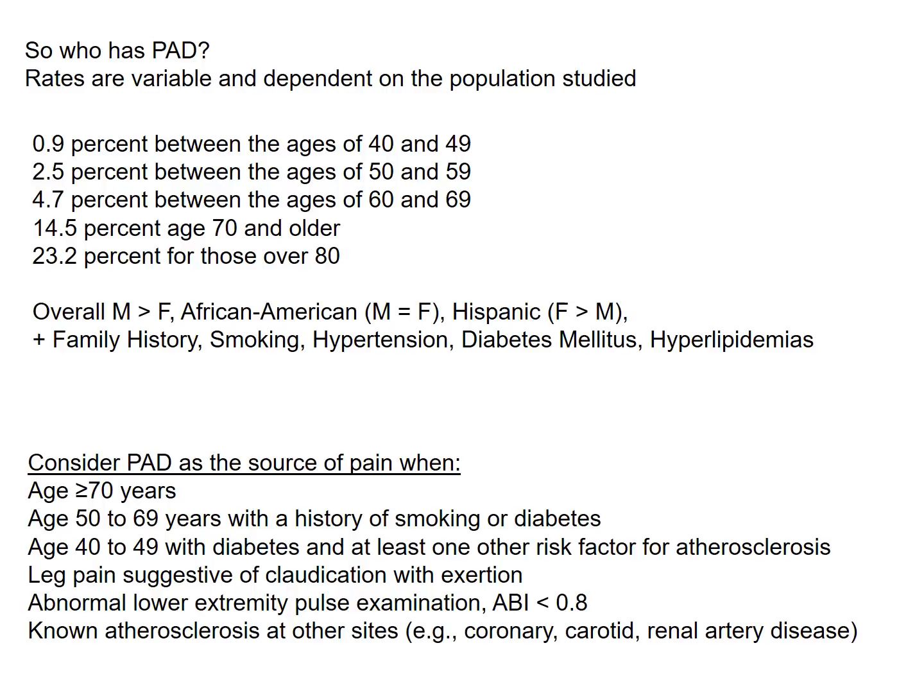When should you consider this in your patients? If they're definitely over 70, if they're between 50 and 70 and they've got a smoking history or they're diabetic, anyone over 40 who's diabetic, if they're already talking about symptoms of claudication, people with ABIs less than 0.8, and if you know that they've got atherosclerotic disease at another site, right, they've already been diagnosed as having coronary artery disease or whatever, you know that they're also at risk of peripheral atherosclerotic disease as well.